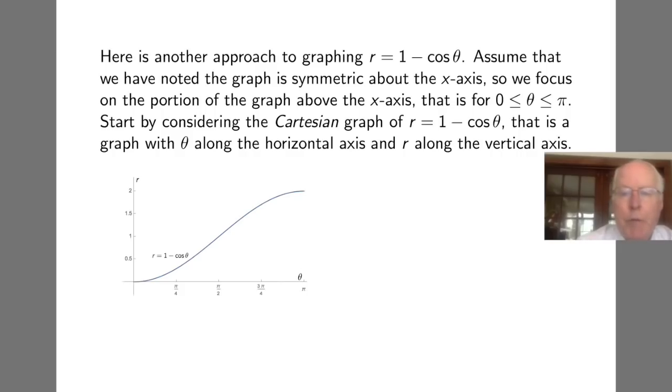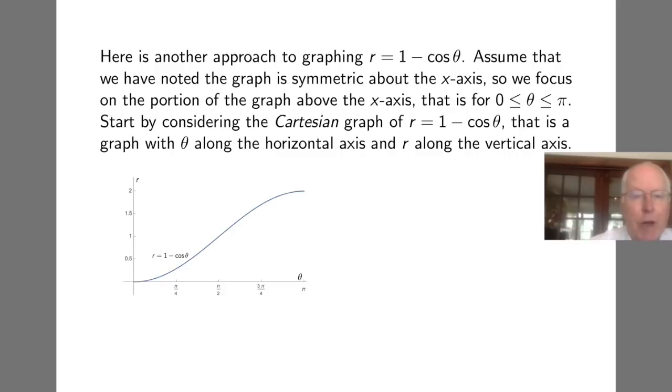Now we're going to return to the graph of the cardioid r equals 1 minus cosine theta and take a look at another technique that can lead to its graph. So let's suppose we've already noted that the graph is symmetric about the x-axis. This means we can focus only on the portion of the graph above the x-axis, that is for theta from 0 to pi.